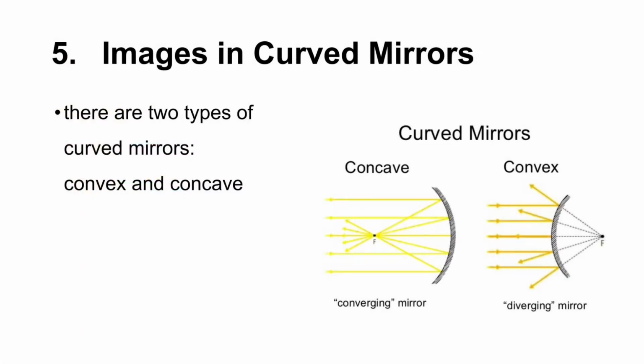In this video, we'll focus on reflected light from curved mirrors. We have two types of curved mirrors: concave, which are also converging mirrors, and convex, which are also known as diverging mirrors. We'll take a look at each one separately.